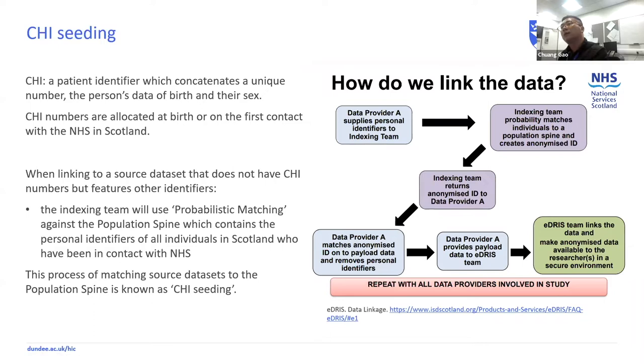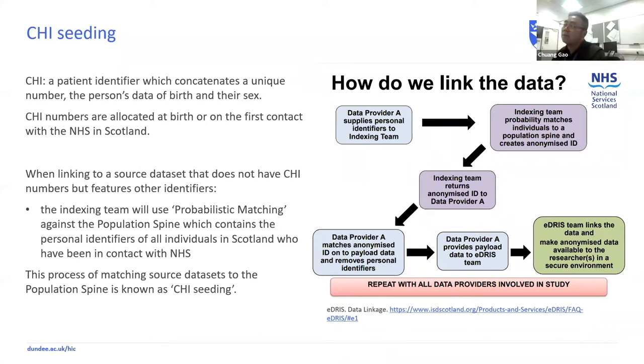This all sounds quite straightforward, but when it comes to individual safe havens, the way that they do Chi seeding varies from one to another. For Aegis, which is the national safe haven, and the loading safe haven, they rely on these two national organizations to do Chi seeding for them. Dash Safe Haven do Chi seeding themselves, but the requirements are quite specific. They require the cohort size to be lower than 500, and the patient has to be a local Grampian patient, and also specific identifiers need to be available for them to do the Chi seeding.